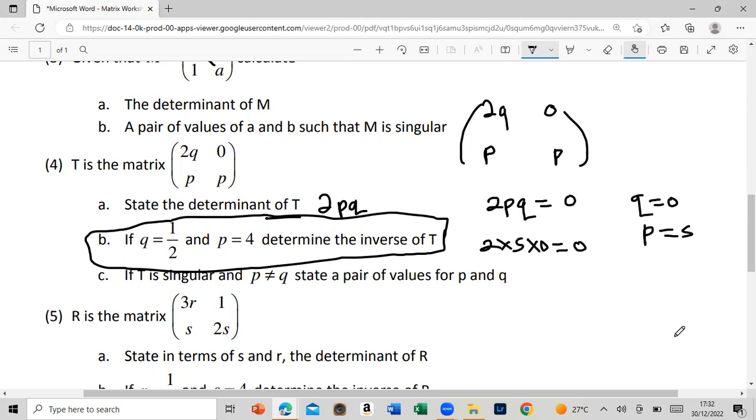All right, let's look at number 5. I think this is the last one, not sure.